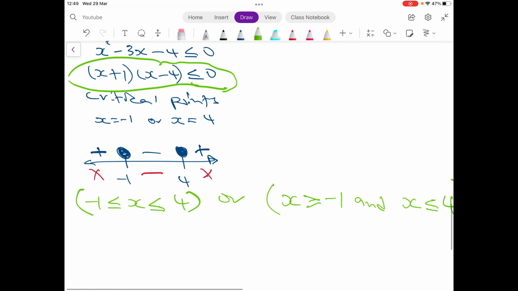And then we have this way. The third way of writing the same thing is to tell us that x is an element of, where you use the square brackets, from negative 1 to 4 inclusive, like that.